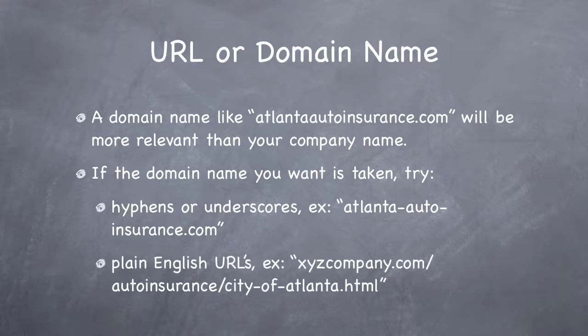You want to make sure to also use plain English URLs. So, for example, if xyzcompany.com has a directory on their server for auto insurance, and in that directory or folder they have a file called cityofatlanta.html, you can tell just by looking at that URL what that web page is about. And if you can tell what that web page is about just from looking at it, so can search engines.